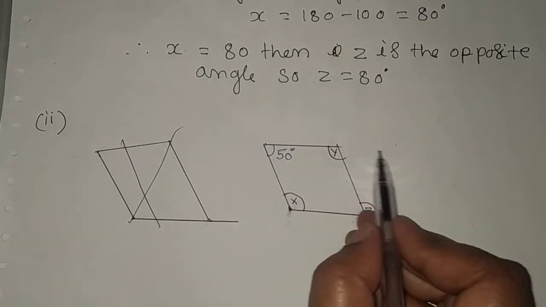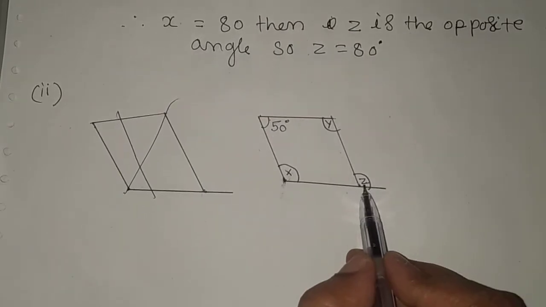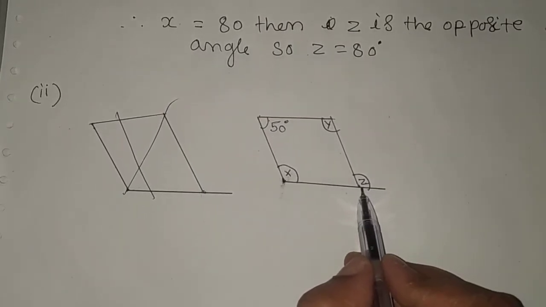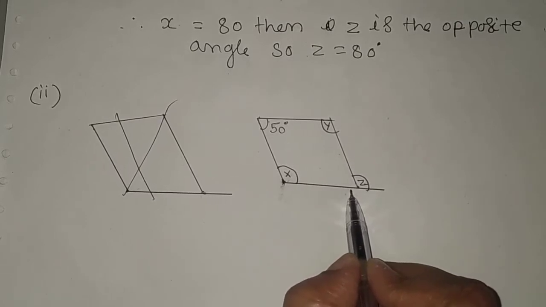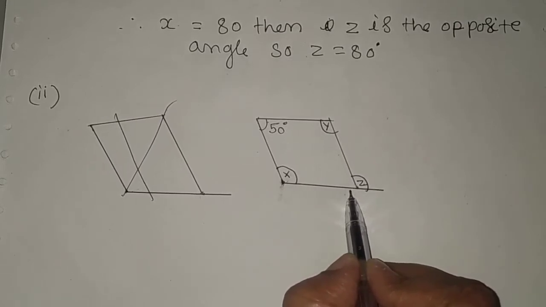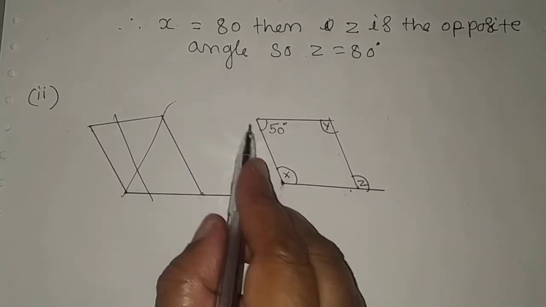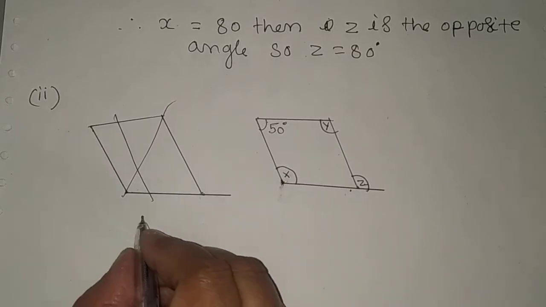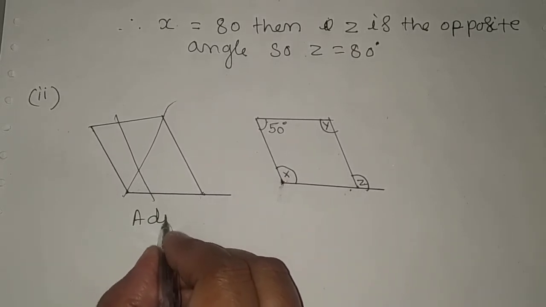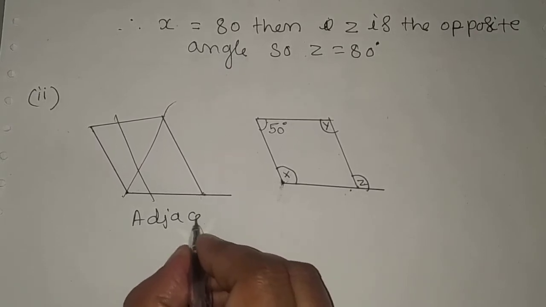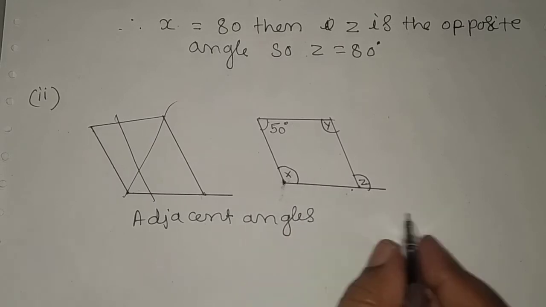So this is XYZ. This is 50 degrees, X, Y and Z is given. Therefore, first we have to start with X plus 50 is equal to... X plus 50. So these two become adjacent angles. First what we have to write is adjacent angles. So I'll just write adjacent angles.